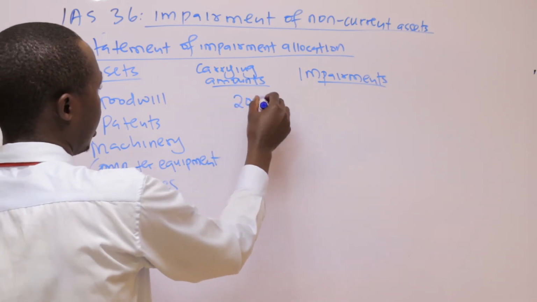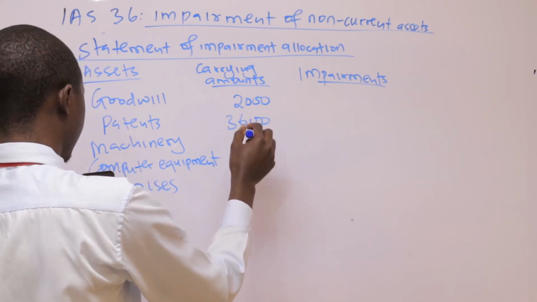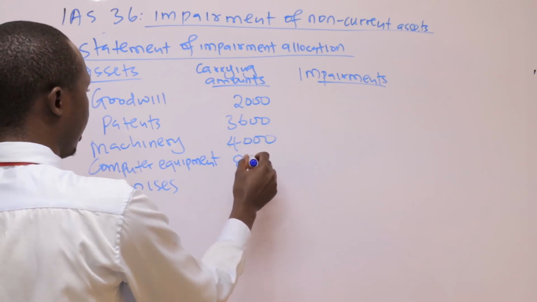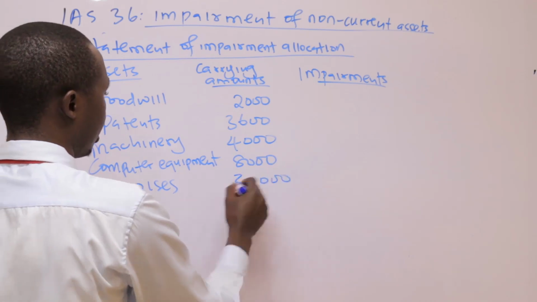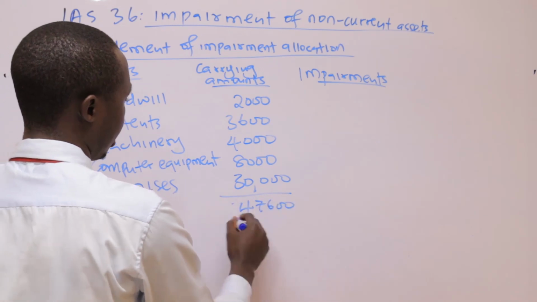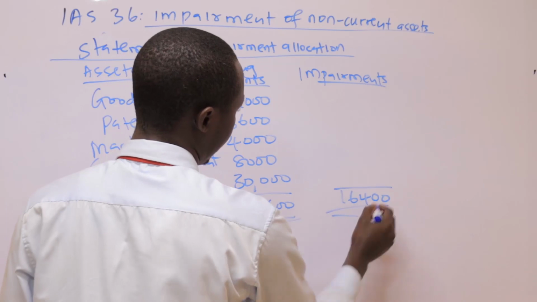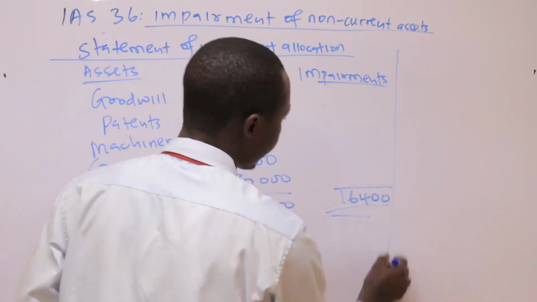So that is 2,000. We have 3,600. We have 4,000. We have 8,000. We have 30,000. So the total being 47,600. Remember that our impairment value was 16,400. That is the one I need to allocate to the relevant assets we have here.